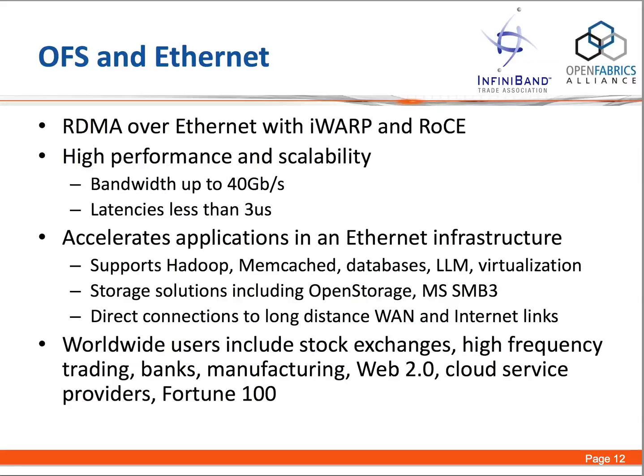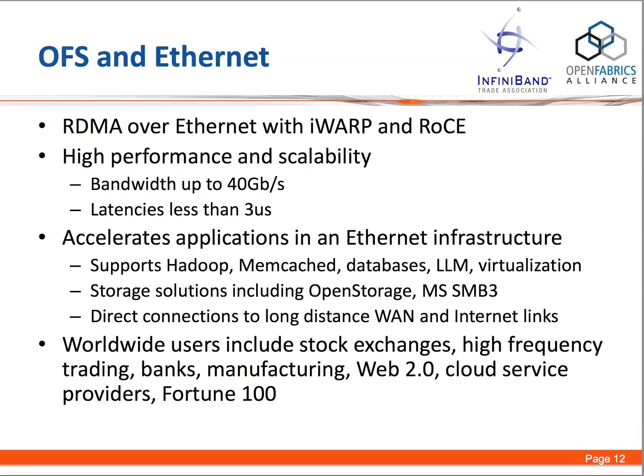So, yeah, just a few words on what to do with all of this news and this technology. As I mentioned earlier, there's a lot of interest in the scientific community, enterprise, and cloud for utilizing RDMA. OFS, the OpenFabric software, and Ethernet enable RDMA over Ethernet utilizing either iWARP or RoCE to get very good performance for their applications. You can achieve bandwidth up to 40 gigabits per second today. Latencies at an application-to-application level are less than 3 microseconds.